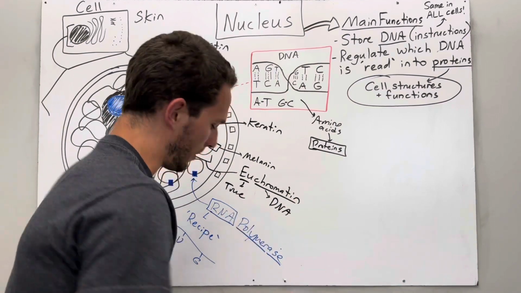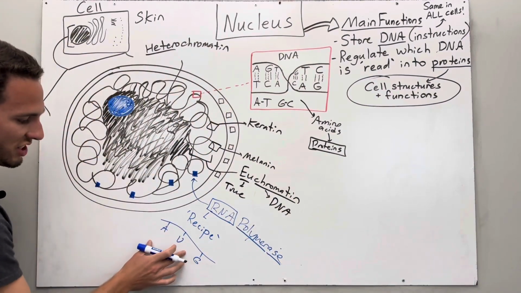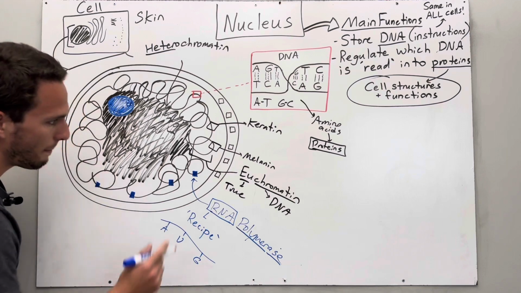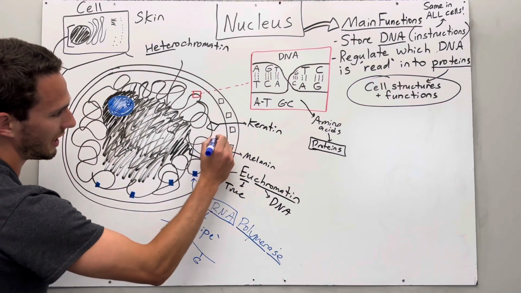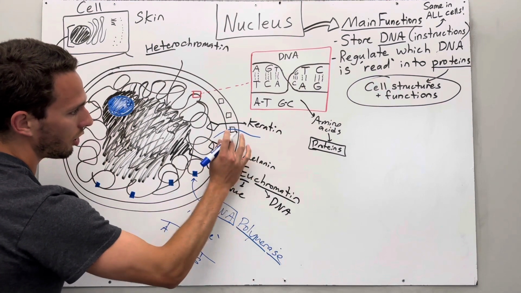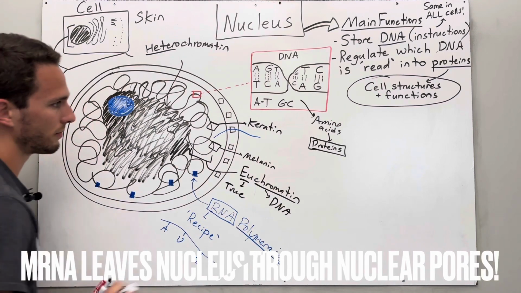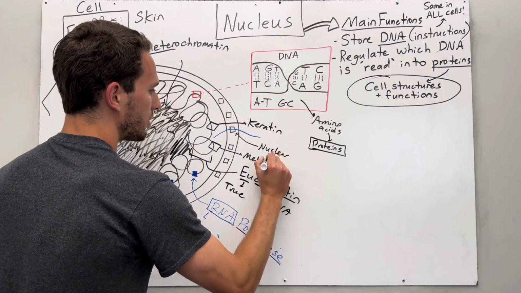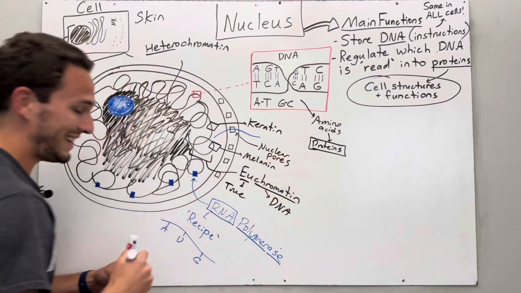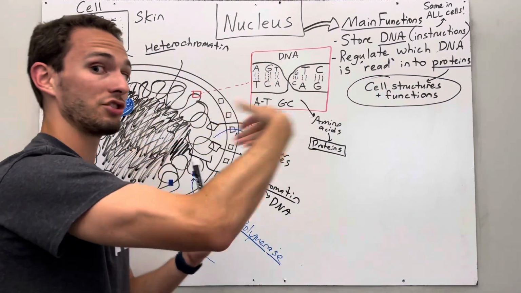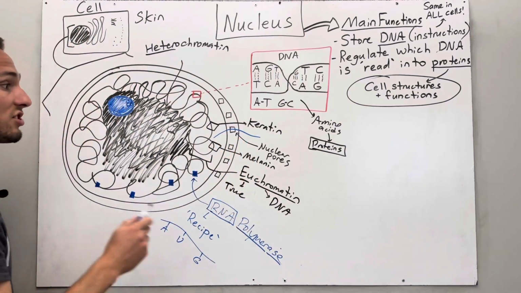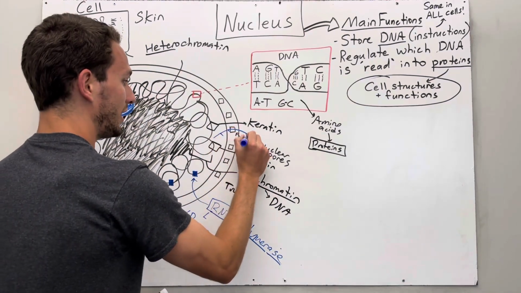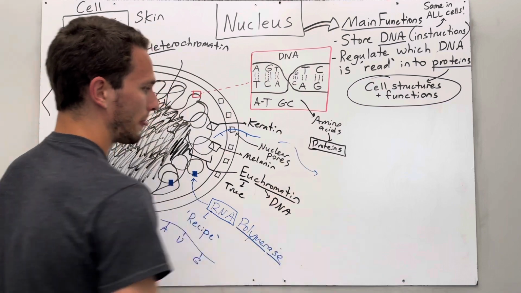So here's a kicker. Why is the RNA recipe single-stranded? Because it can actually fit through these tiny little holes called nuclear pores. Okay, so point at these, these are called nuclear pores. So the DNA can't leave because it's double-stranded, it's too big, but the RNA is single-stranded, so it can actually leave the nucleus. Now, here's a problem.